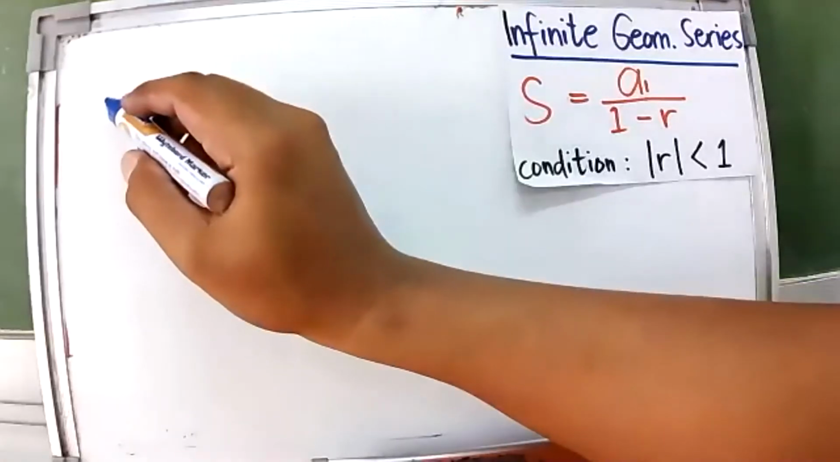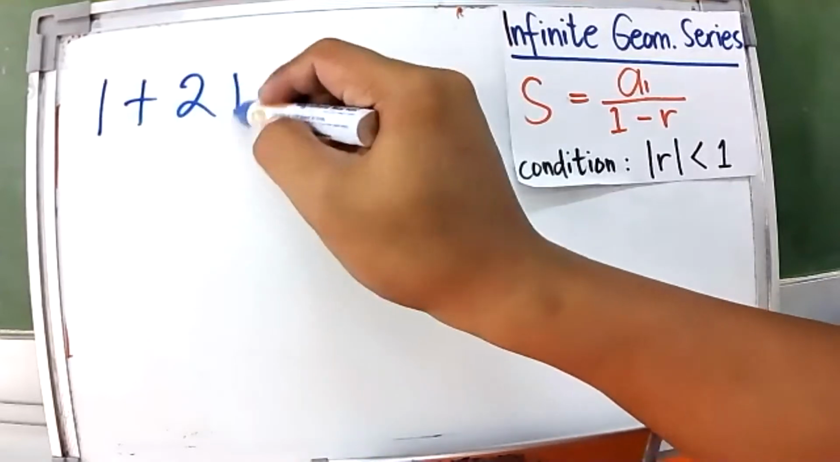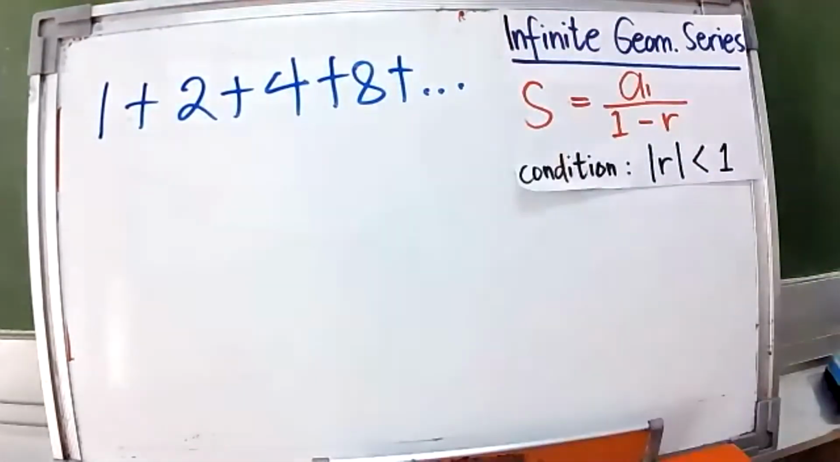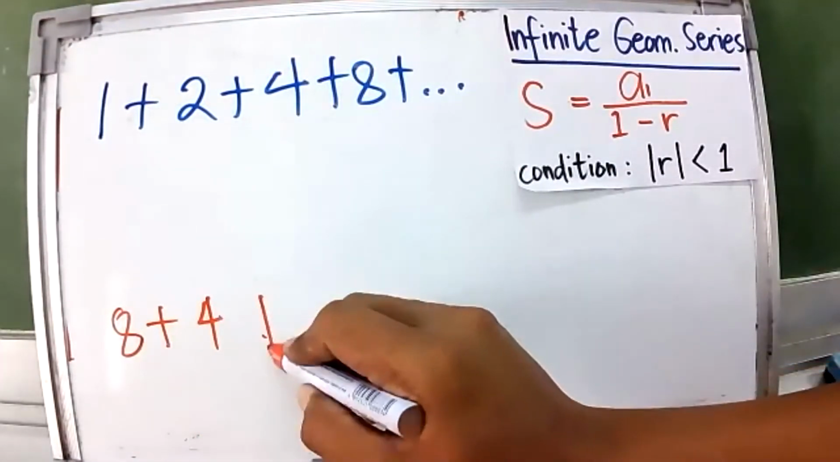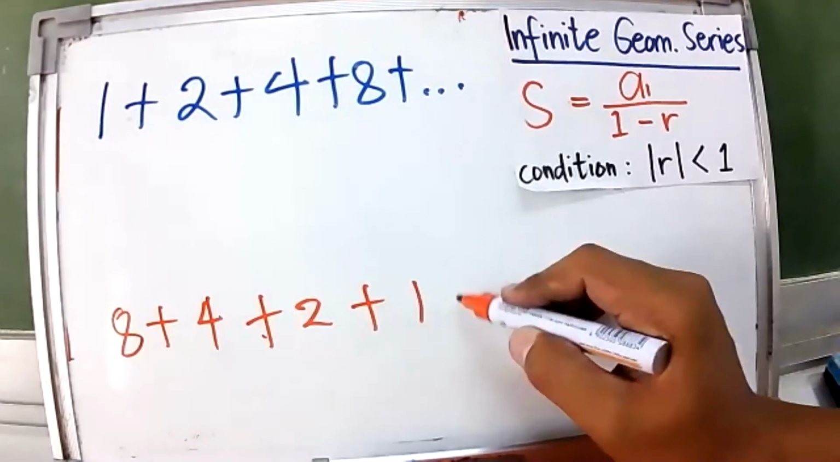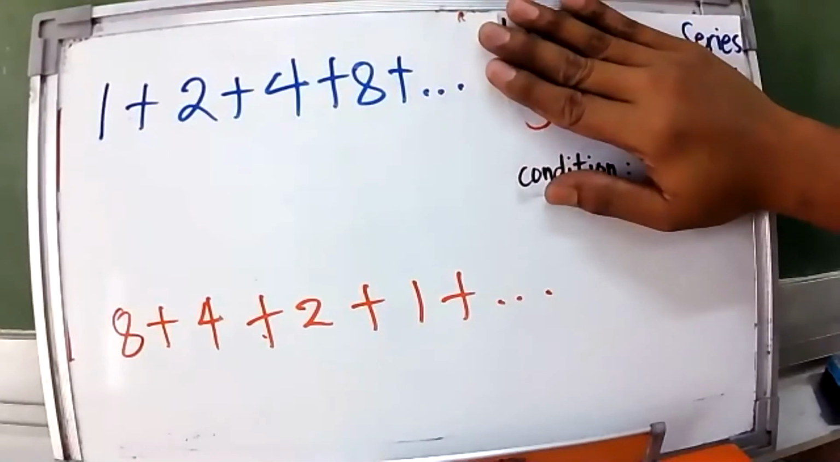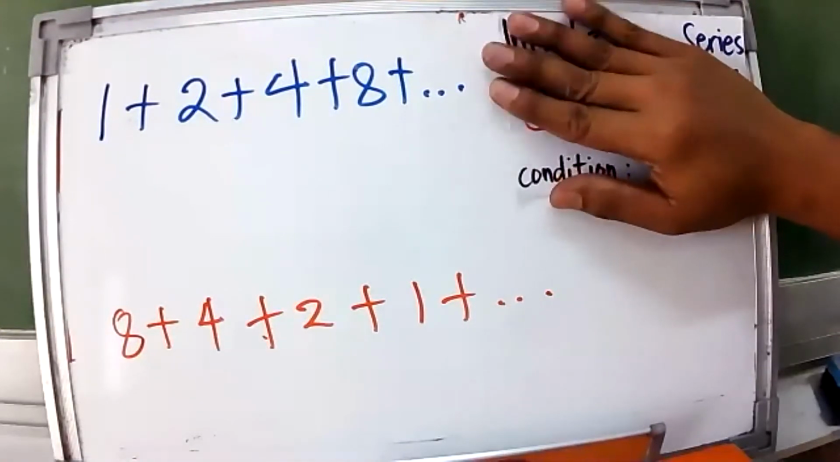For example, let's have the examples a while ago. We have 1 plus 2 plus 4 plus 8 plus ... and the other one is 8 plus 4 plus 2 plus 1 plus ... Okay. Without looking at the condition, which has a sum, the blue or the red? Say your answer, please. Red. Red po. Exactly. The red one has the sum.